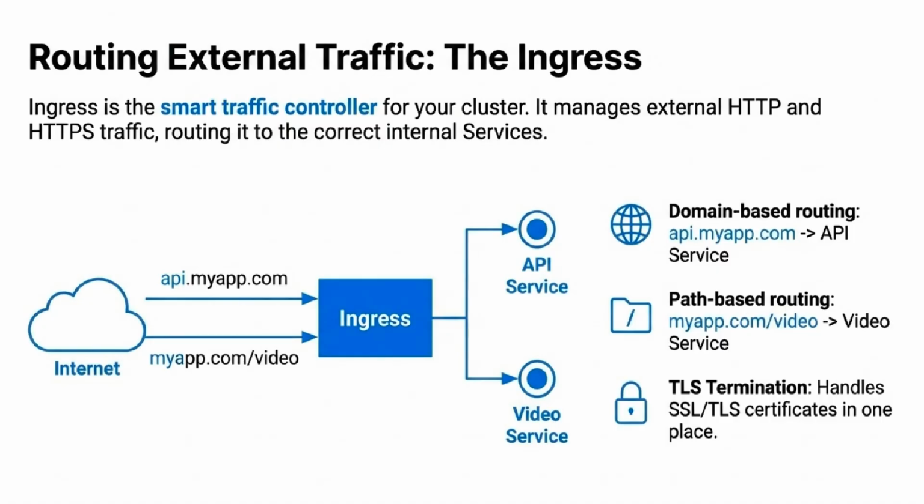You can use path-based routing, such as myapp.com/video going to a video service. And you can handle TLS termination, managing certificates in one place. Ingress gives Kubernetes the ability to expose multiple services cleanly, all behind one unified entry point.